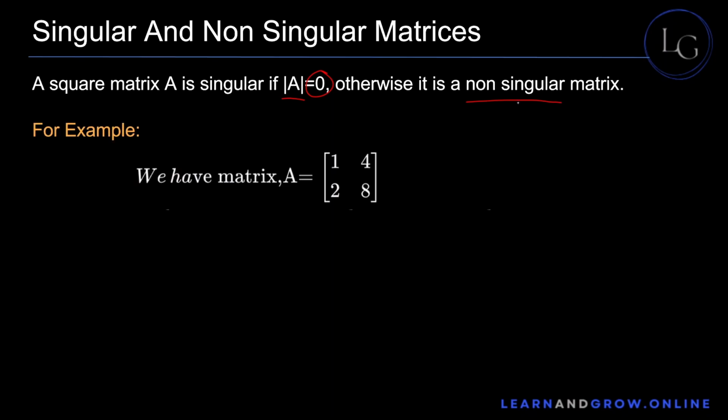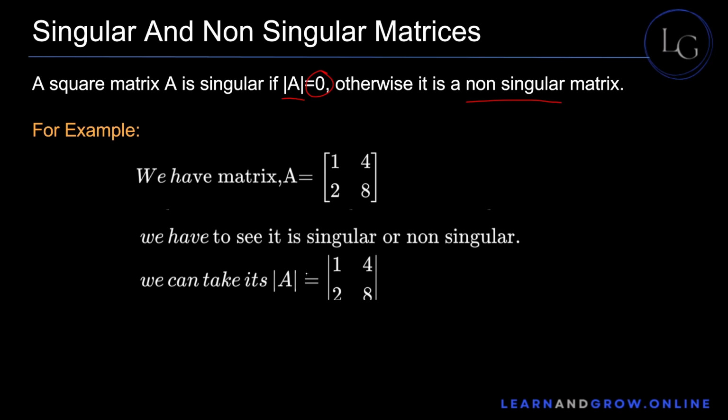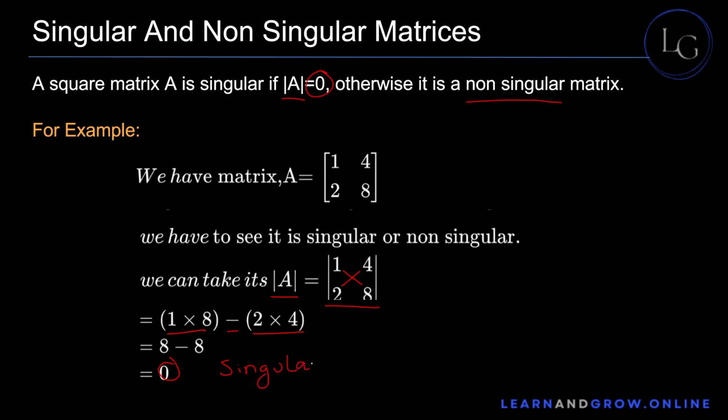So an example would be, say, this matrix here. Now you'll have to find its determinant. So you'll enclose it in vertical bars, and then you'll find its determinant. You'll first multiply 1 and 8 and minus 4 into 2, like this here. And the answer is 0. So this is a singular matrix.